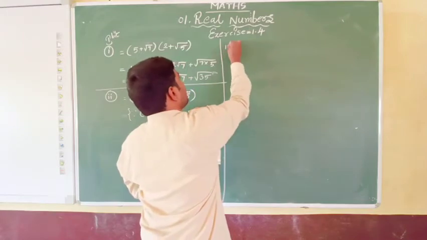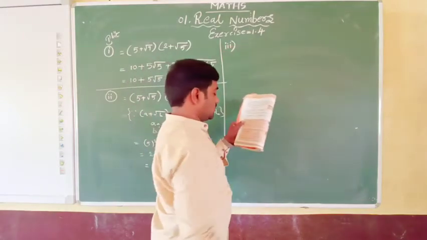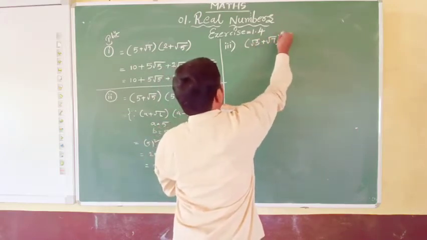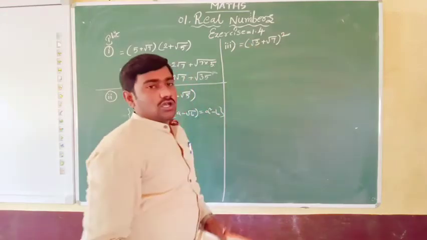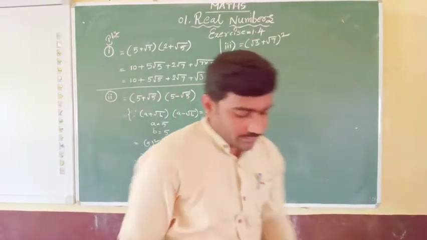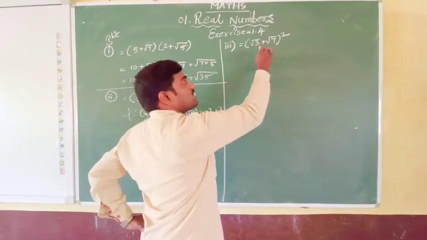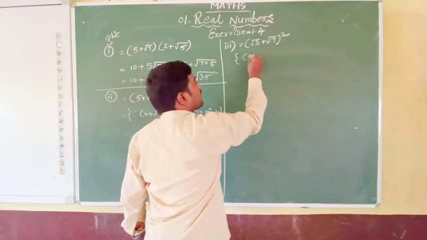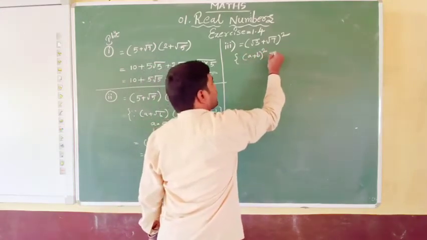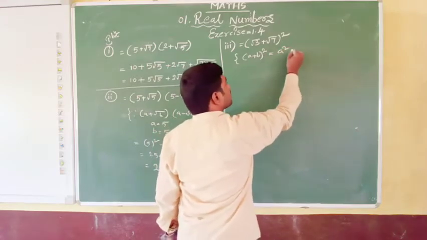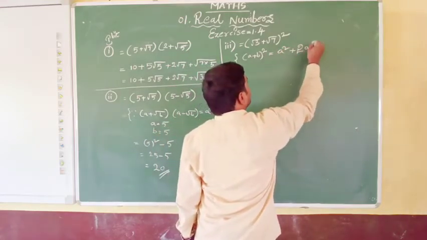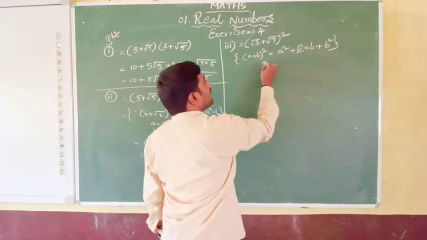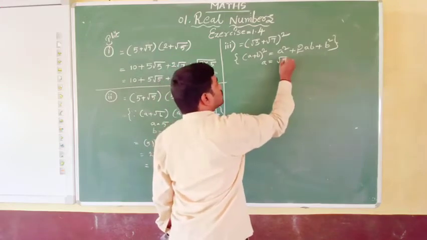Then third question, root 3 plus root 7 whole square. So here it is in the form of simply a plus b whole square. Let me write the formula. As everybody knows, the formula: a plus b whole square equals a square plus 2ab plus b square.